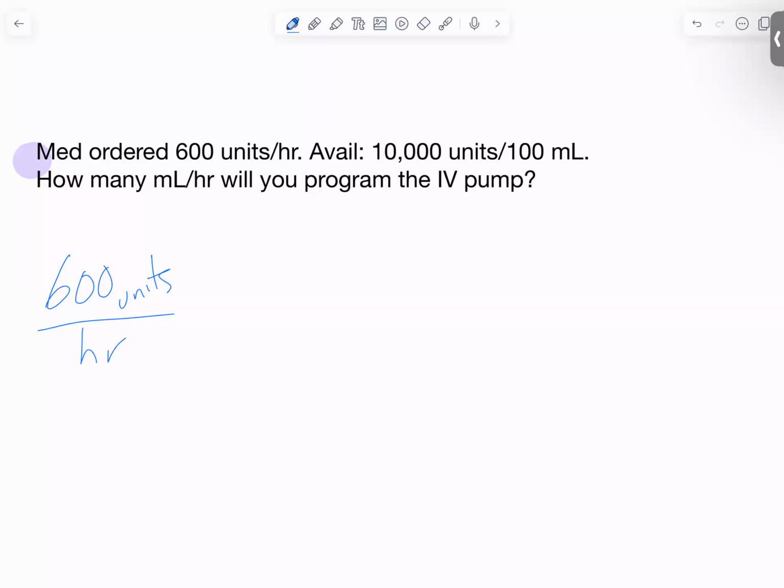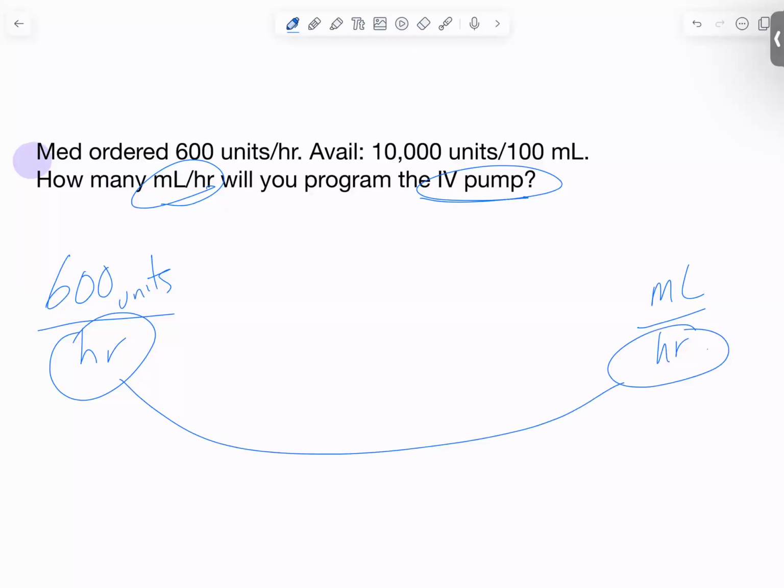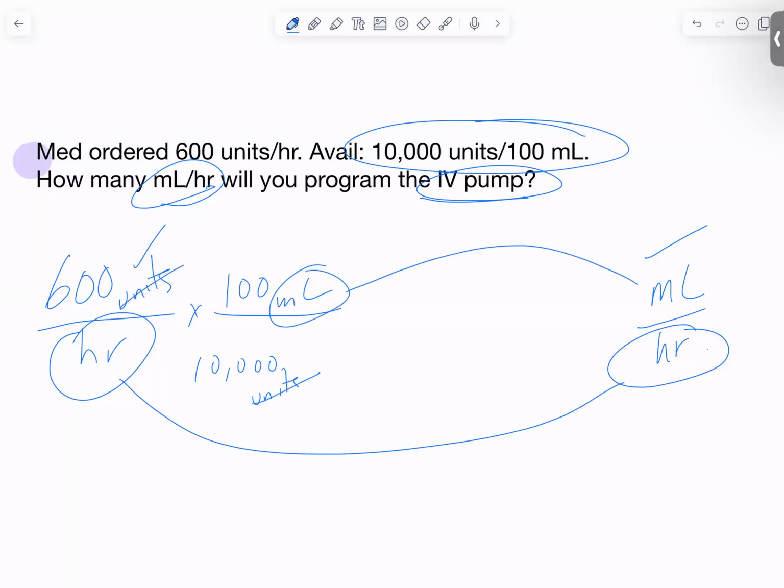So we got a strength over time. It's available in 10,000 units in every 100 milliliter bag. And they want to know how many milliliters an hour. You got to put it in the pump. If it didn't say milliliters an hour, you would know. If it was a pump, you're solving for milliliters an hour because you're trying to solve for an infusion rate. So 600 units over hour, you already have your hour. Beautiful. So now how do I get rid of units and get to milliliter? Simple. I use what's in my problem. And this is literally how you would do it in the hospital. But most of the electronic health records now do the calculation for you, but I always spot check.